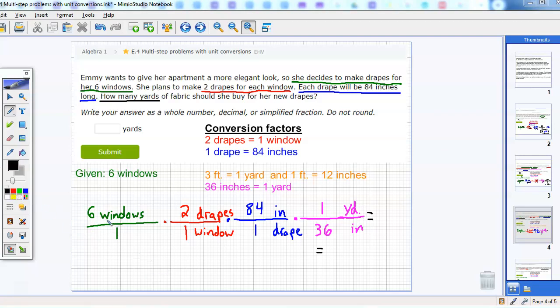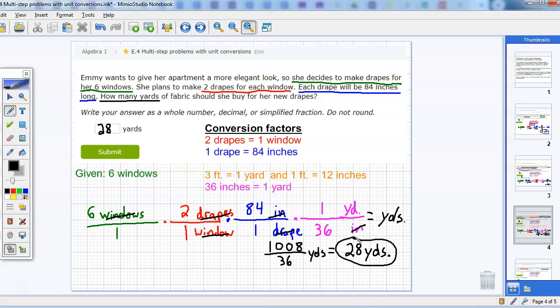And let's just go ahead and make sure my units cancel. I convert from window to drapes, from drapes or drape to inches, and from inches to yards. And wasn't that what it was asking? How many yards? So I know my answer is going to be in yards. I'm just going to go ahead and write yards here. And now the next step, I'm going to multiply straight across the numerator and then straight across the denominator, and then I'm going to divide those two numbers. All right, now that we've multiplied 6 times 2 times 84 to get 1008, and then 1 times 1 times 1 times 36 to get 36, take 1008 divided by 36, and that will be 28 yards as a final answer. So that's 28 yards of fabric that she's going to need.